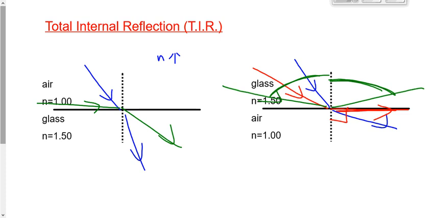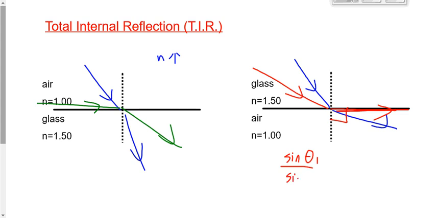Now, if we look at this, let's get rid of the green, just to make it a little less cluttered. Okay, there we go. If we look at this and we want to find a critical angle from this, how are we going to do it? I'm starting you off here. Sine theta 1 over sine theta 2 is equal to n2 over n1. What do we have to do to find theta c here, the critical angle?